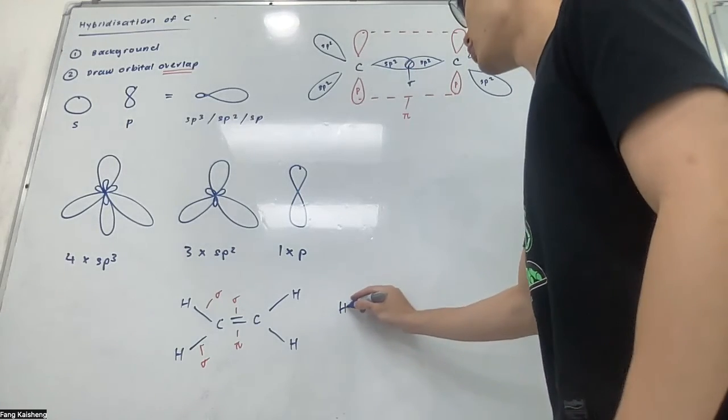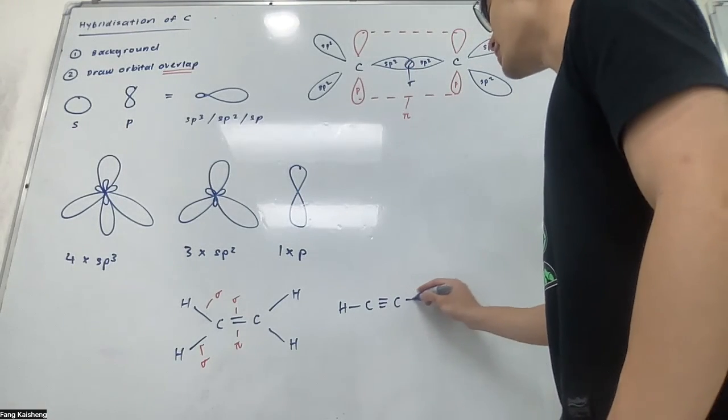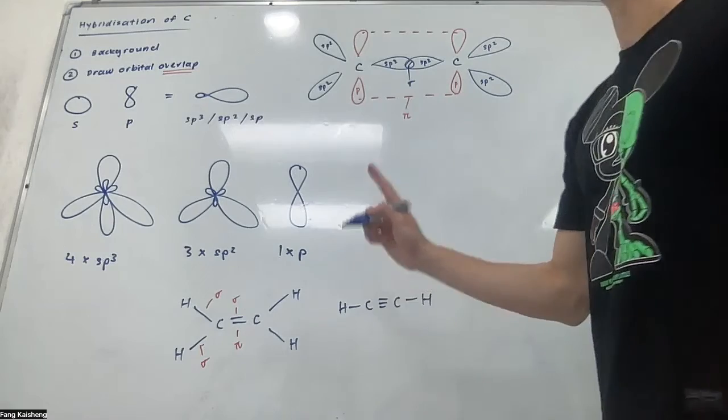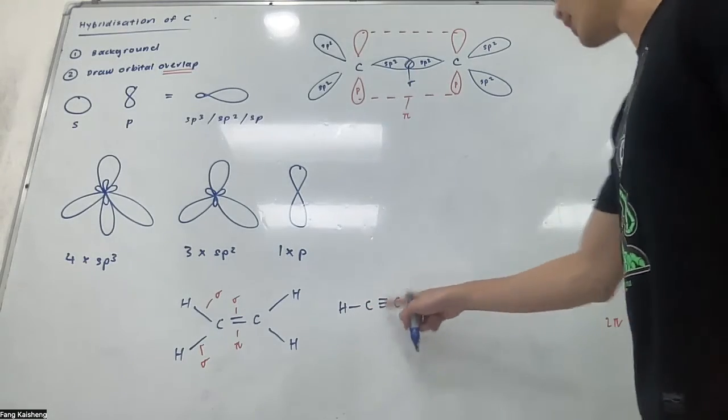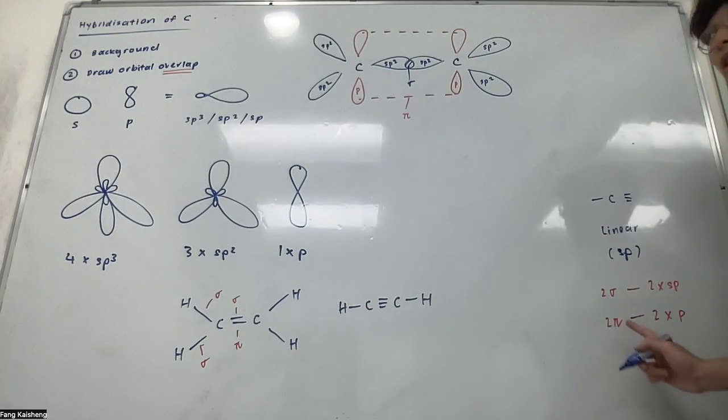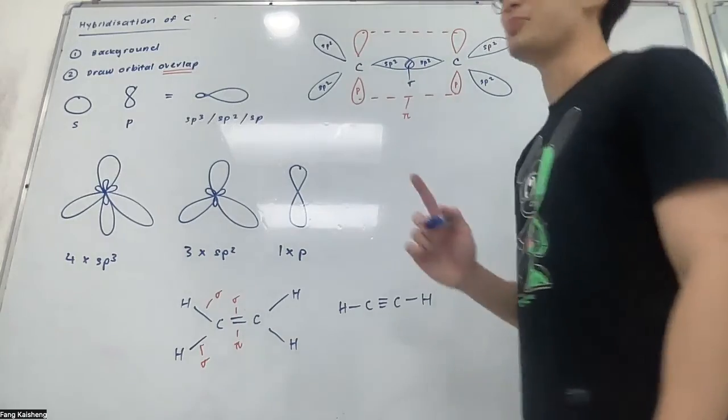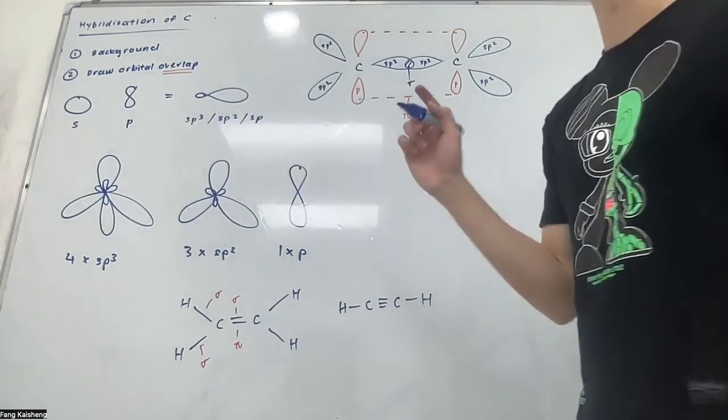Good. Okay, so we're going to draw for this molecule here. As you can see from each carbon here, sp hybridized, 2 sigma and 2 pi. So we have 2 sp and 2 p. Good. How do you draw the sp orbitals? How do you think they are shown?